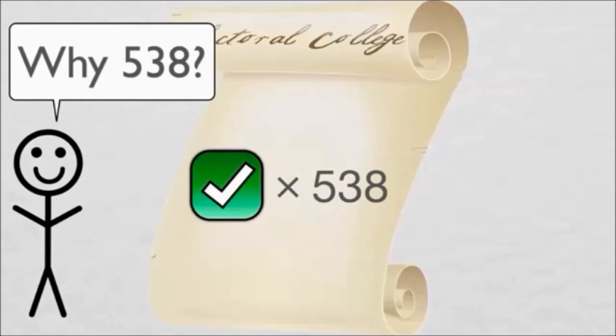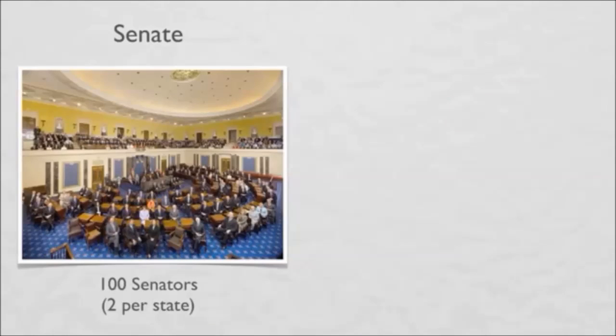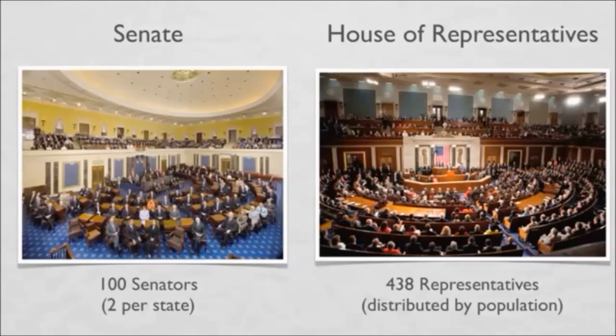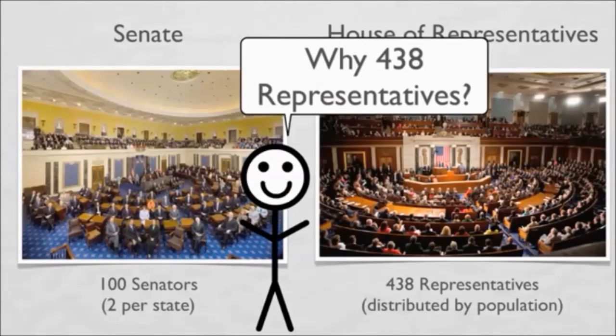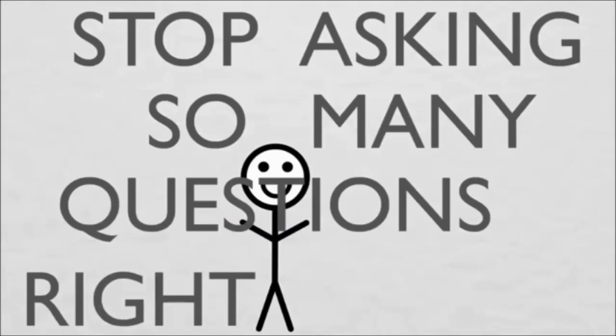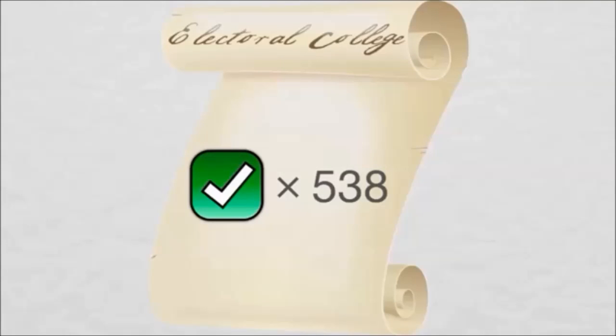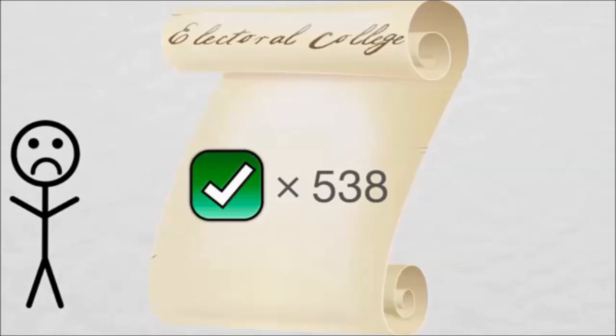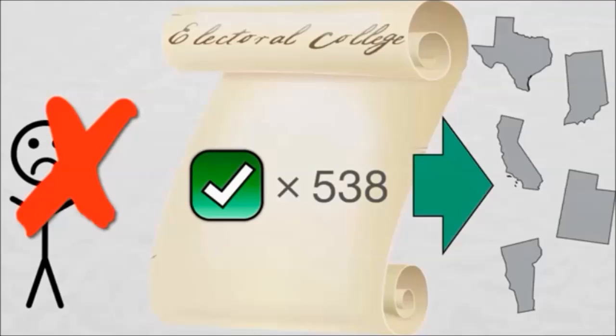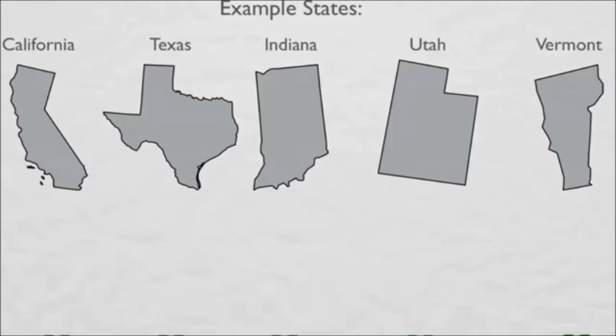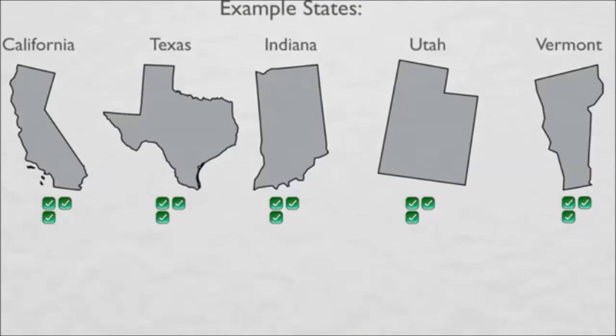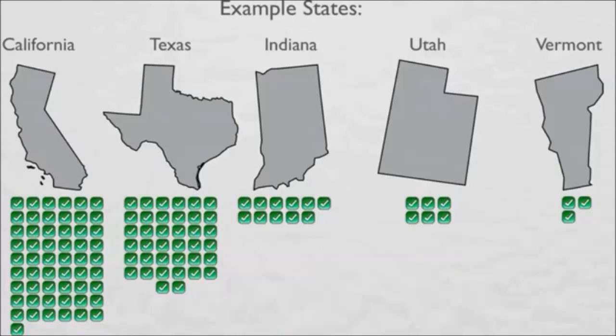Why 538? Because that's the number of senators, 100, plus the number of representatives, 438 in Congress. Why are there 438 representatives in Congress? Stop asking so many questions right now, we're trying to keep this simple. These 538 votes in the Electoral College aren't given to the citizens directly, but are instead divided among the states. So how does the Electoral College give out the votes? Each state, no matter how populous or not, gets 3 votes to start. The remaining votes are given out roughly in proportion to the population of the states. The more people the state has, the more votes it gets.